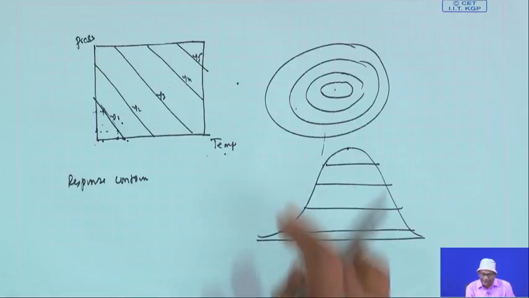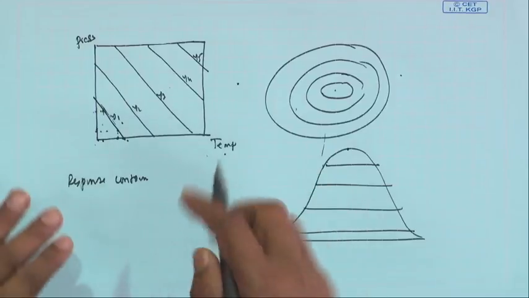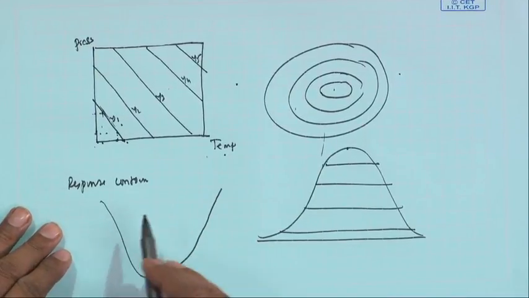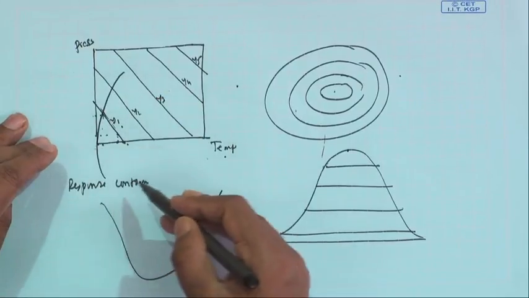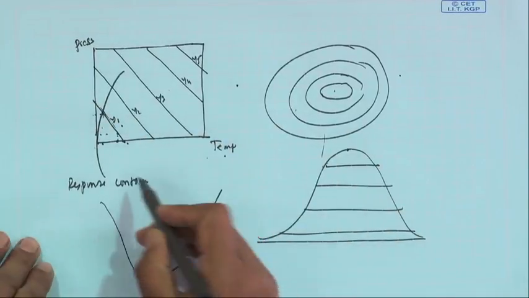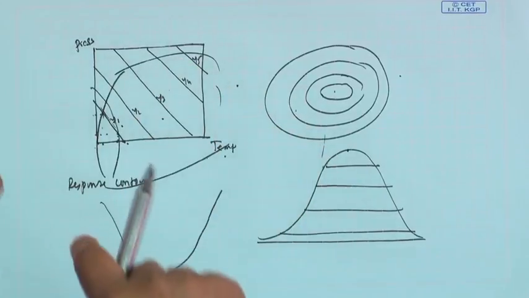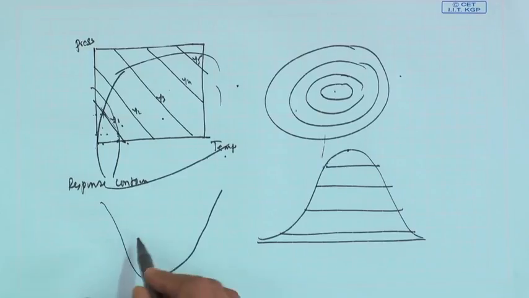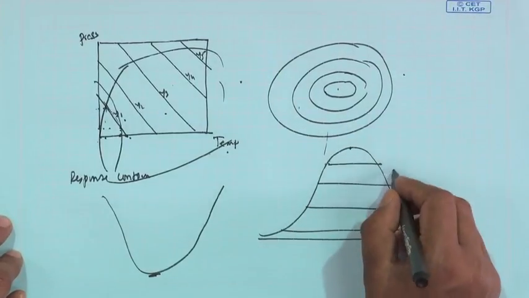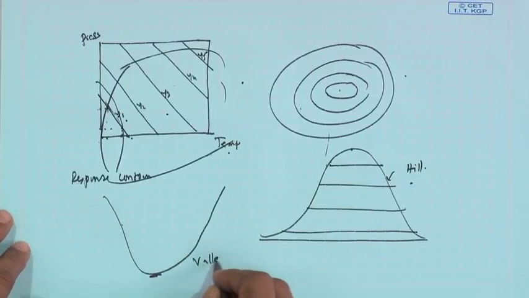Your case may be just the reverse. It can be the other way around also, like this. So in that case, the response surface will not be like this. It will be like this. What I mean to say is, it will be like this. When between the points, it will be down like this. Now if it is a maximization case, suppose this is some kind of hill, and a minimization case, say this is some kind of valley.